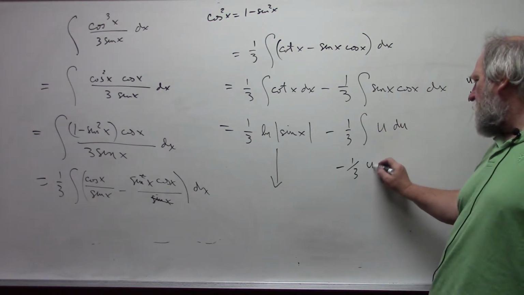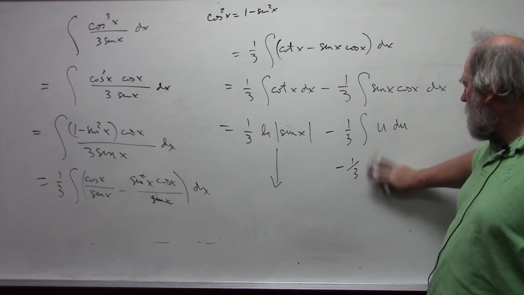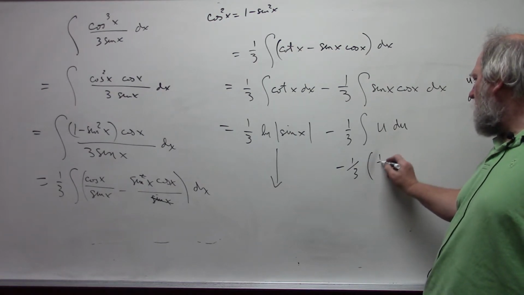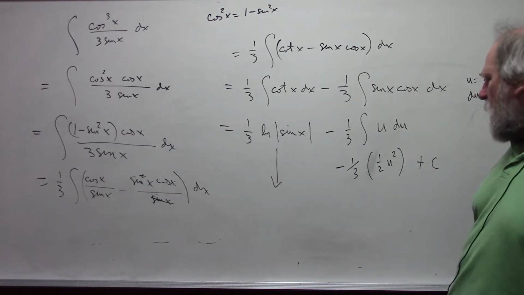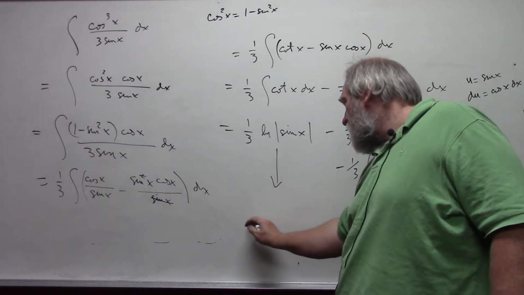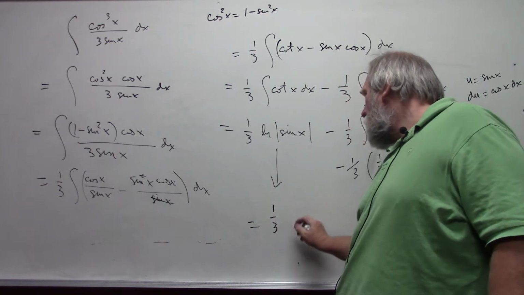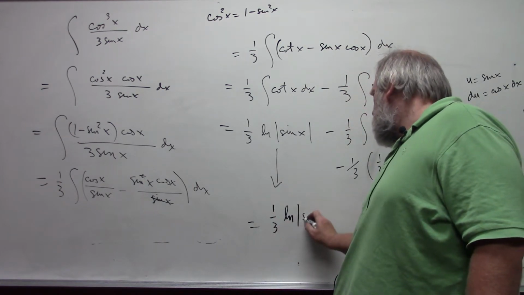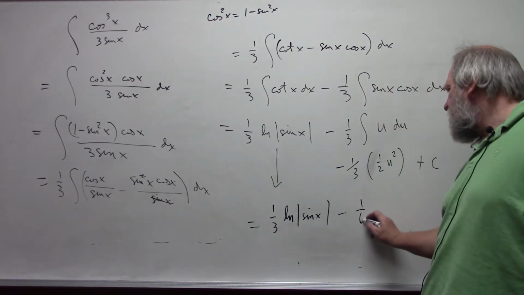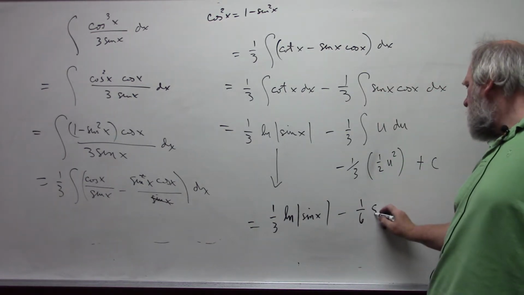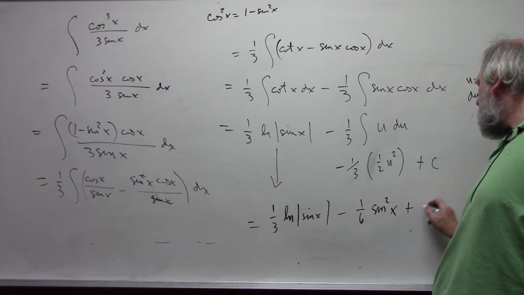This is 1/3 times 1/2 u squared plus c. And then I'll rewrite this. My final result, 1/3 natural log absolute value of sine of x minus 1/6 sine squared of x plus c.